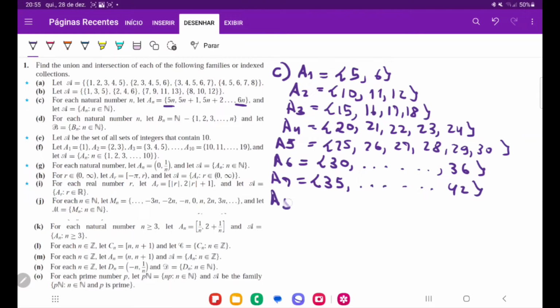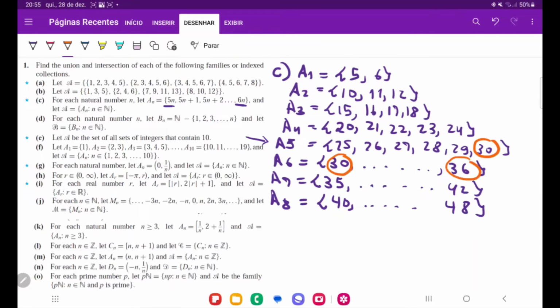And last one, A8, we're going to begin at 5 times 8, which is 40, and we're going to end at 6 times 8, which is 48. So we begin at 40, sorry, and then go all the way out to 48. So let's take a moment to analyze what is happening here. We can see that basically after we reach A5, every single term is covered because we end at 30 and we begin at 30.